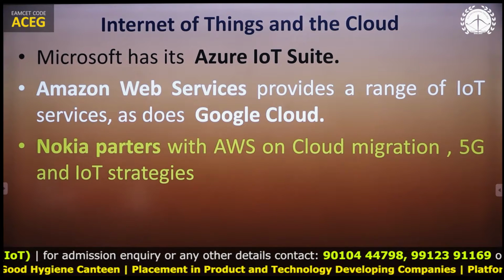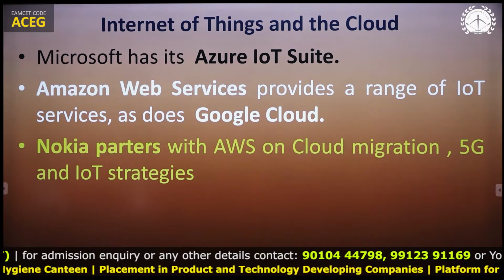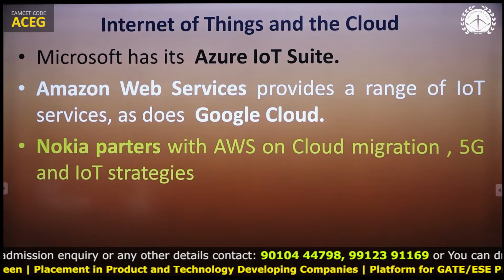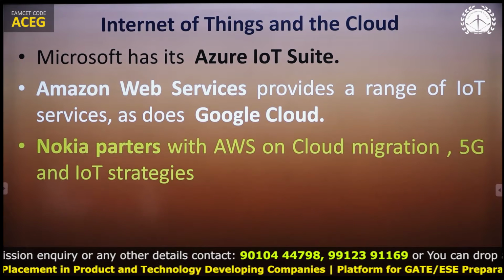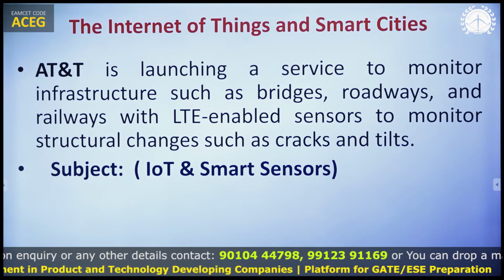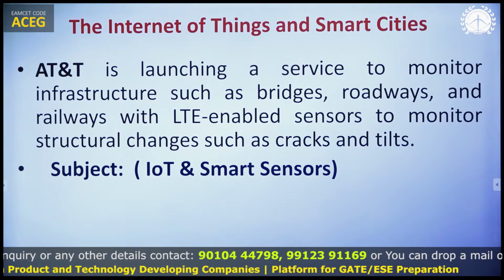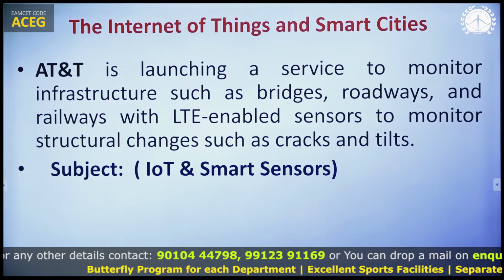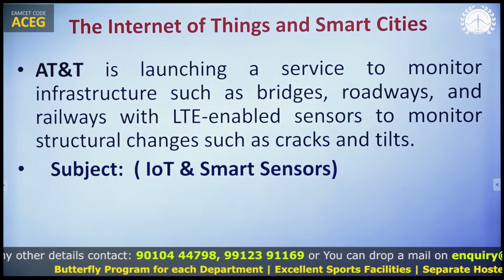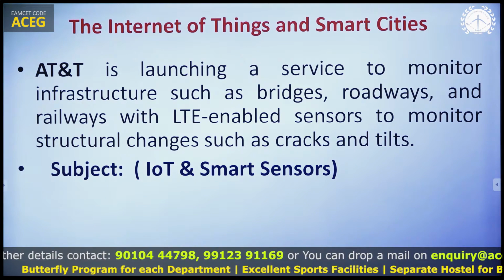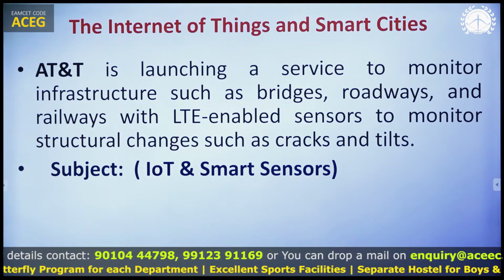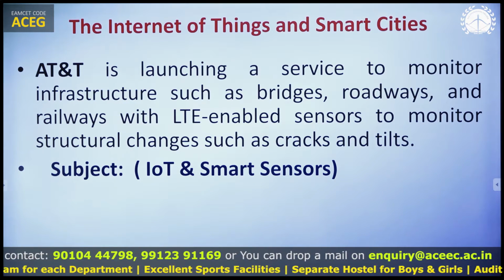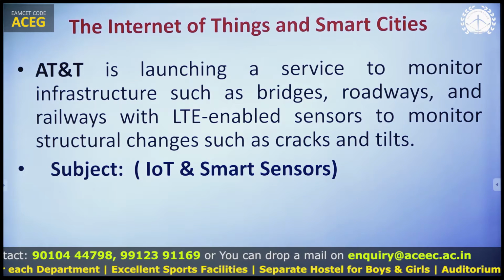Nokia partners with AWS on cloud migration, 5G and IoT strategies. So a lot of openings are there in big companies like Microsoft, Amazon, Google and Nokia related companies. See the Internet of Things and smart cities. AT&T is launching a service to monitor infrastructure such as bridges, roadways and railways with LTE enabled sensors to monitor structural changes such as cracks and tiles. For this purpose we need subject knowledge of IoT and smart sensors. So IoT students are studying this subject.